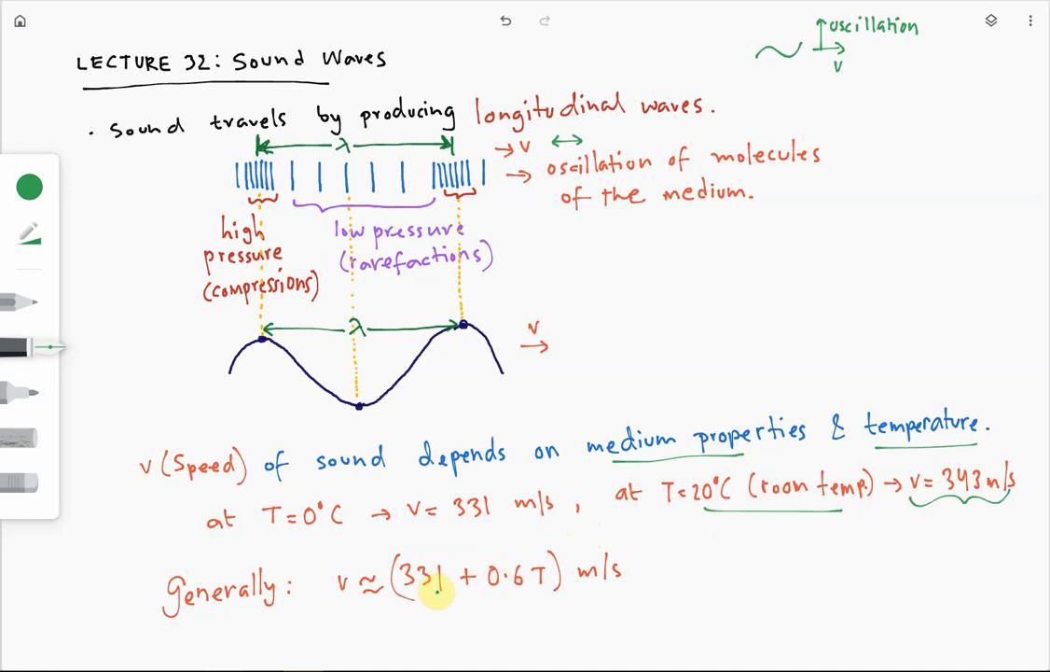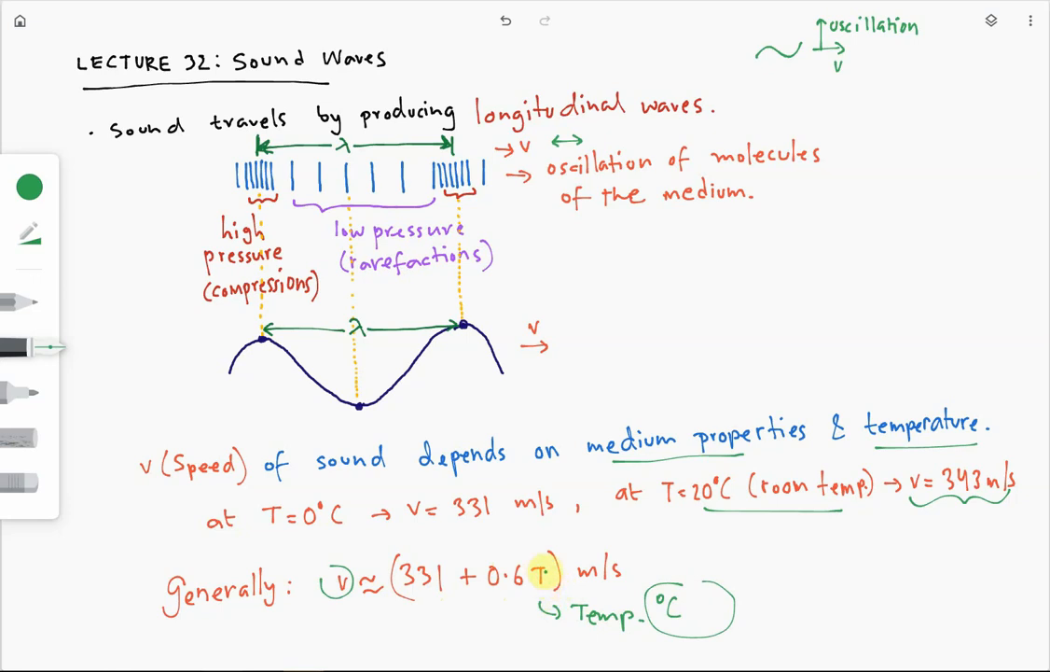Generally, though, there is a formula or equation that helps us find the speed of sound at different temperatures. The formula is given to us as V is approximately equal to 331 plus 0.6 times capital T. This T is not the period, this is temperature. And temperature is measured in SI units in degrees Celsius, okay? And this is the sound speed. It's 331 plus 0.6 times T meters per second. Okay, now it's time to check out an example of how this works.